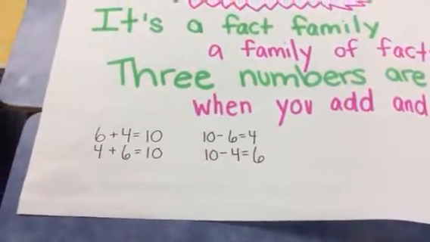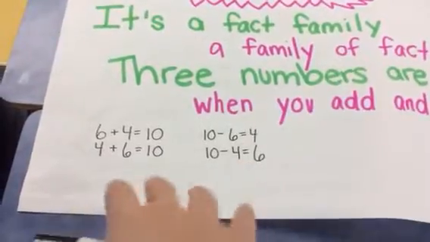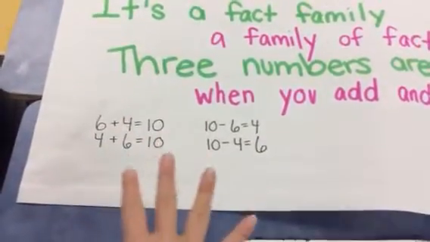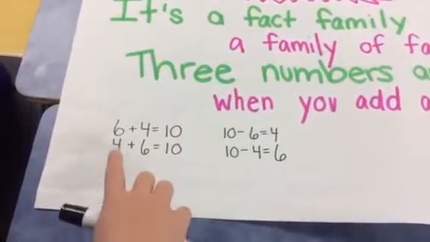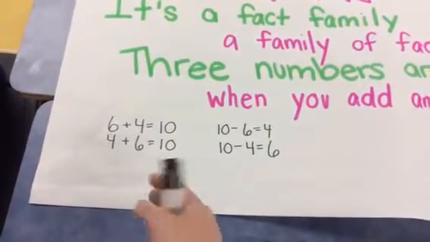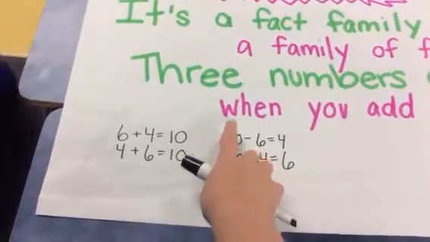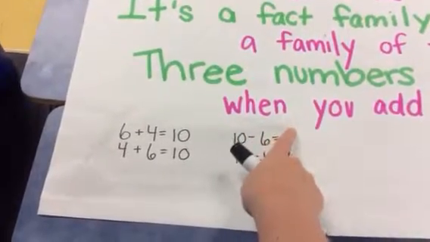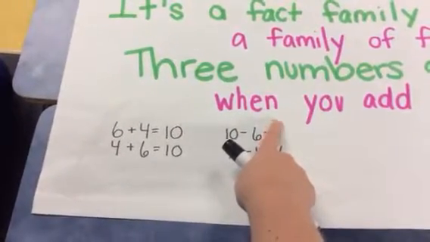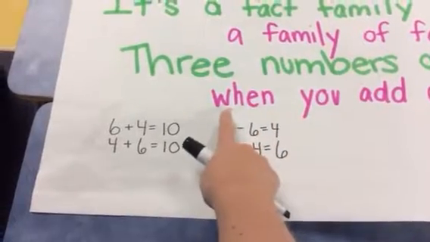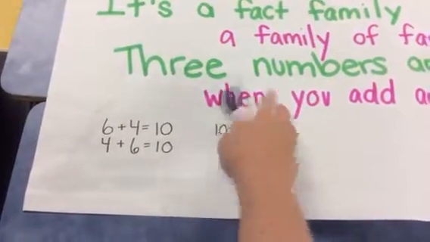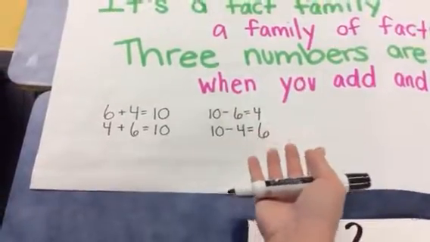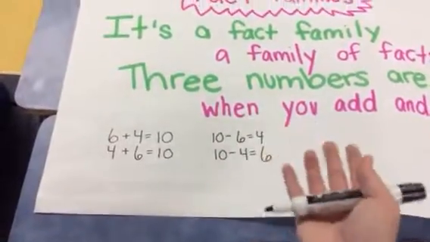So what's important to remember about fact families is it's the same 3 numbers, but you can't just mix them up any way you want. Whatever way you mix them, it has to be a true addition or subtraction sentence. For example, if I wrote 6 minus 10 equals 4, that's not true, even though I still used all 3 numbers. 6 minus 4 isn't 10. That doesn't make sense. So it's got to make sense whatever you do.